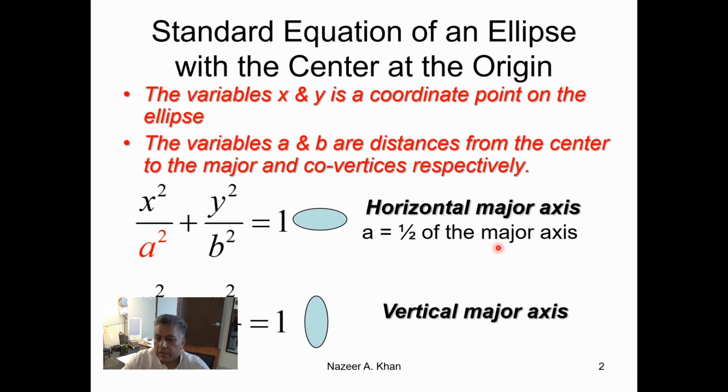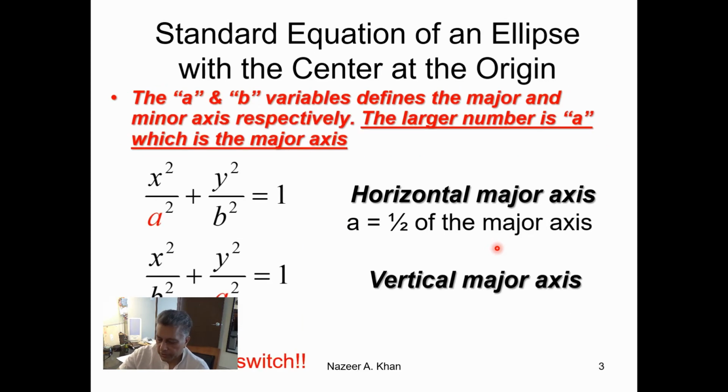The other thing that I've written here is that A represents 1/2 of the major axis, right? Just 1/2. 2A would represent the full major axis. As we look at this, A and B vertices define the major and minor axis. These two, major and minor axis. The larger number is A, which is the major axis.